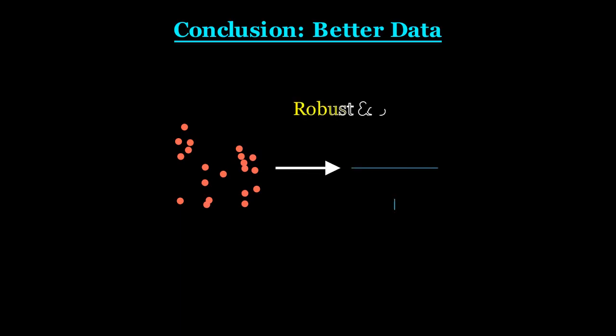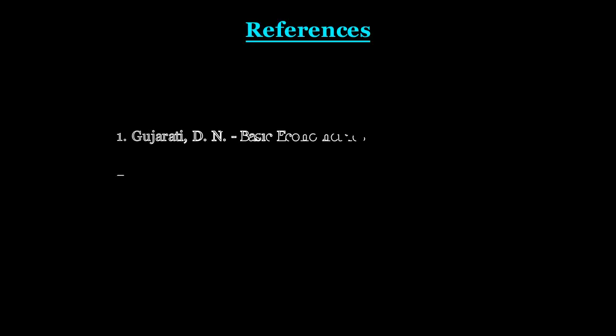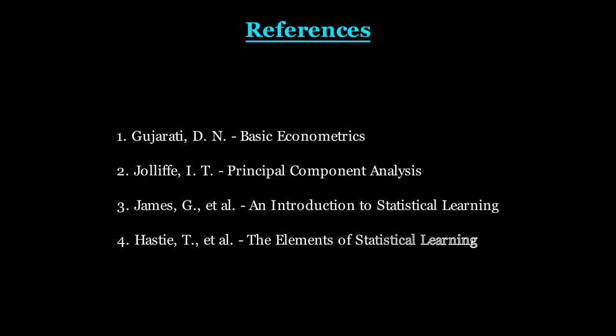In conclusion, PCA is not just a tool for making data smaller, it's a tool for making data better. By transforming correlated features into independent orthogonal components, we build models that are robust, stable, and theoretically sound. Mastering the transition from statistics to ML through PCA is a vital step for any data scientist.